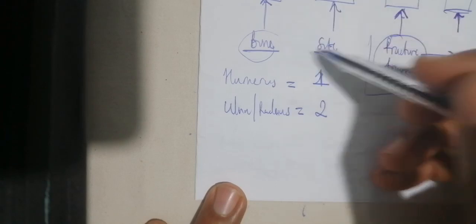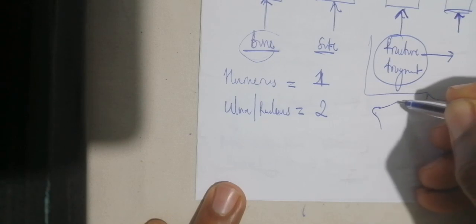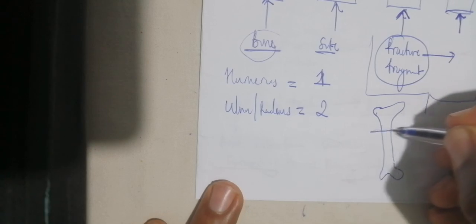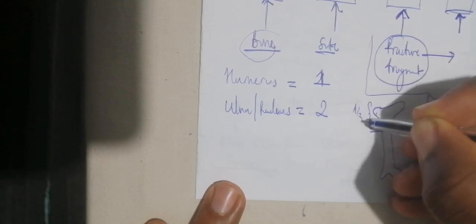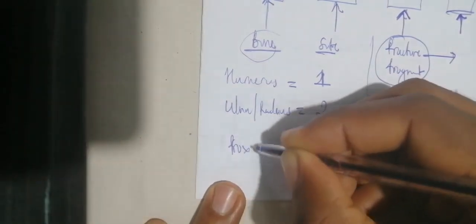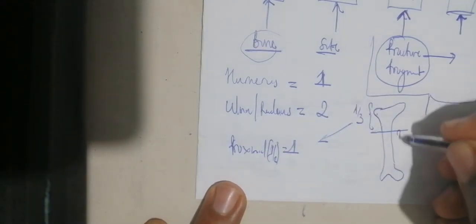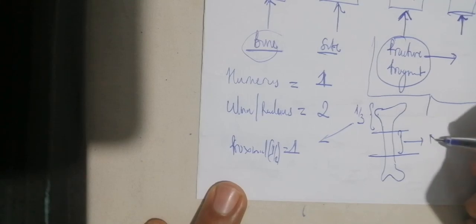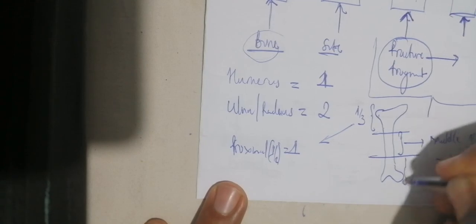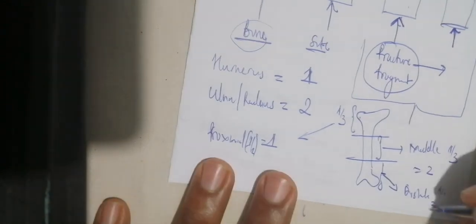Now the next one is the site. Let's say that this is your bone here. When you have a fracture at the level of the proximal third, it is number 1. If you have a fracture of the middle 1/3, it is number 2. And if you have a fracture of the distal 1/3, it is number 3.